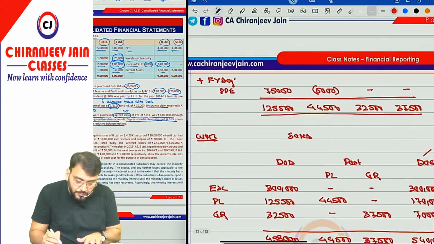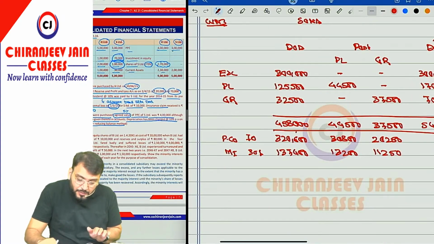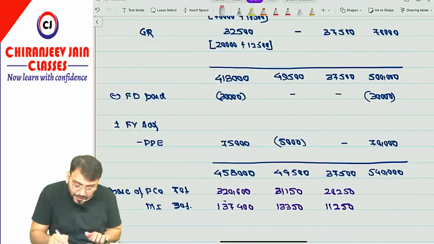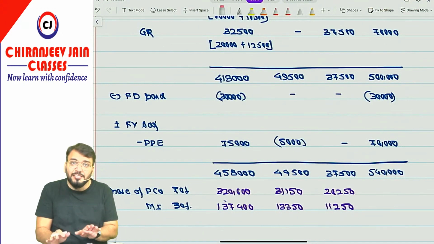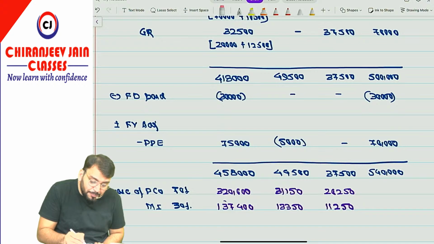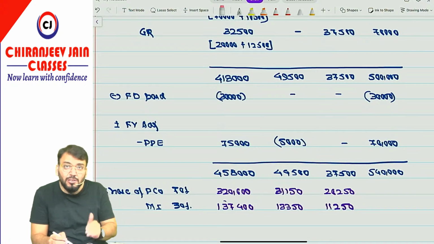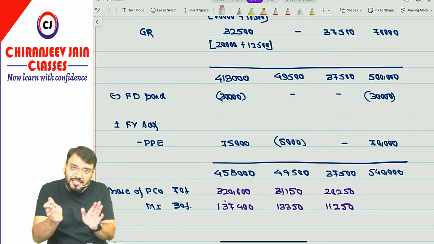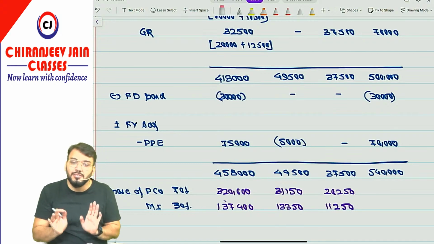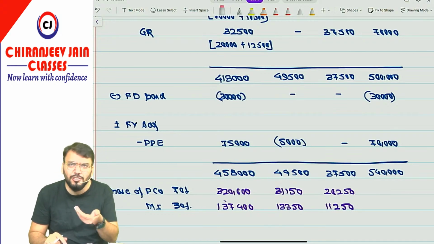You can see 4,58,000. Then 44,500. Then 37,500. The answer remains the same. So you can do minus final dividend paid and fair value adjustment after Sona also. That is your choice. That is also correct. This is also correct. Whatever you want, you can follow.